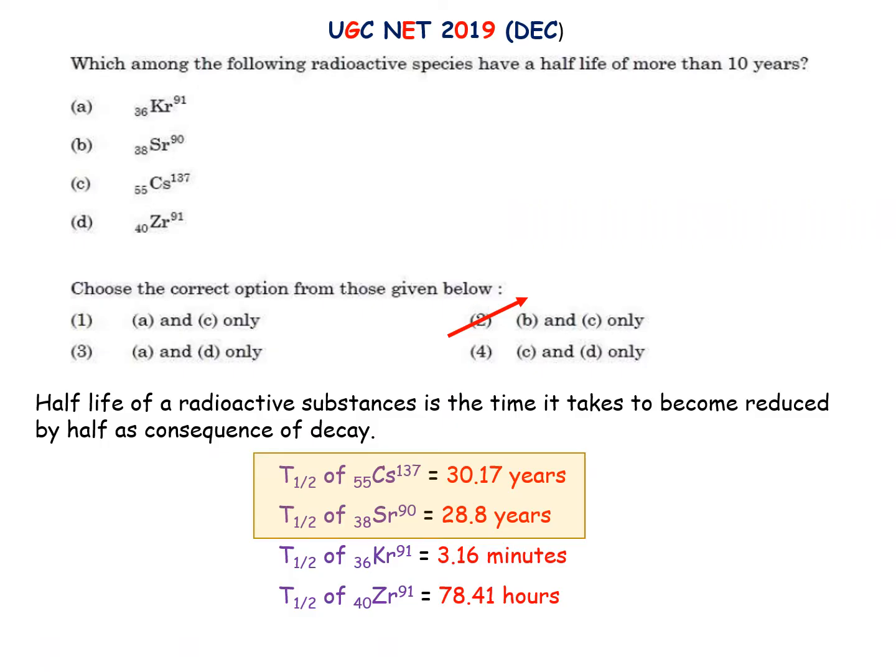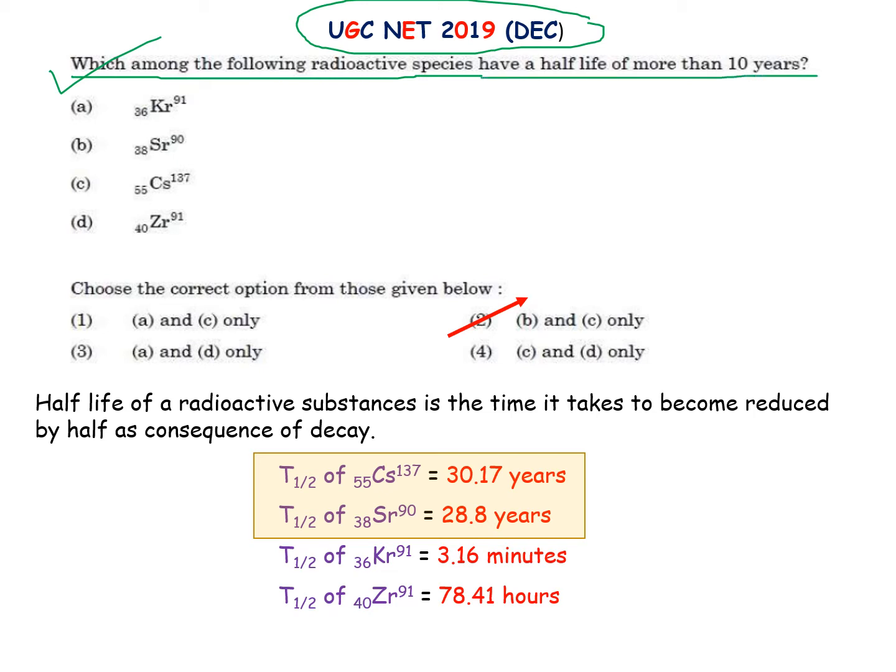So let us see the first question, that is on the UGC NET December 2019. Which among the following radioactive species have a half-life more than 10 years? Okay, so this is the question. Which of the following radioactive species have half-life more than 10 years?